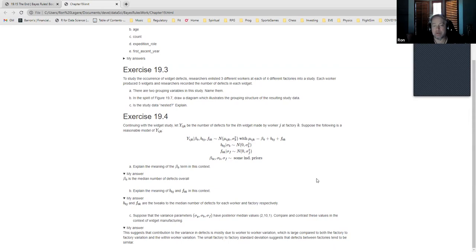I think you said it better too, because I just said the small factory to factory standard deviation suggested that the defects between factories tend to be similar, which is basically saying the same thing over and over. You made a good point that actually the workers apparently are not clustered into particular factories. They seem to be more spread around, right? So the factory deviation is small for that reason. That's a good way to put it. I like that. Yeah. Cool.